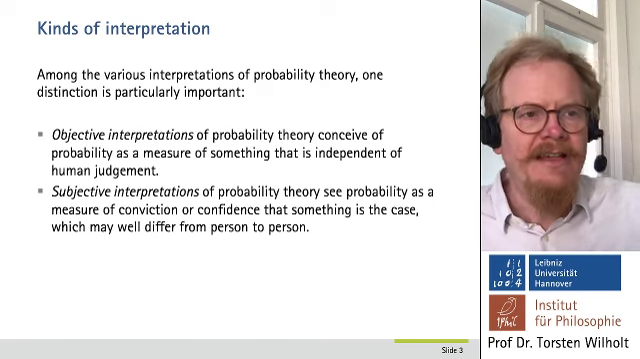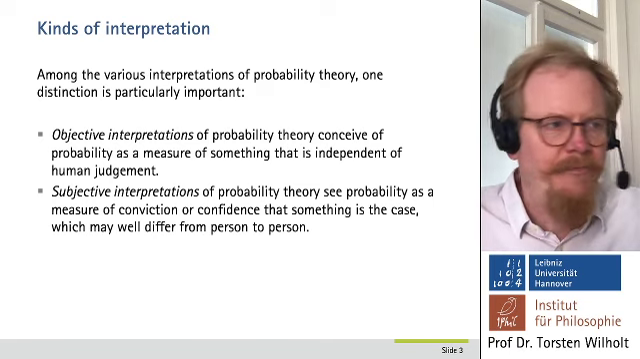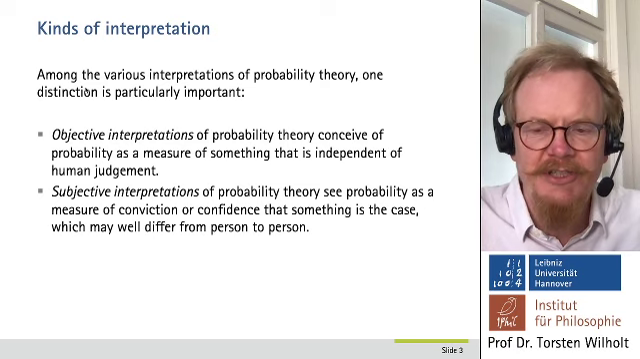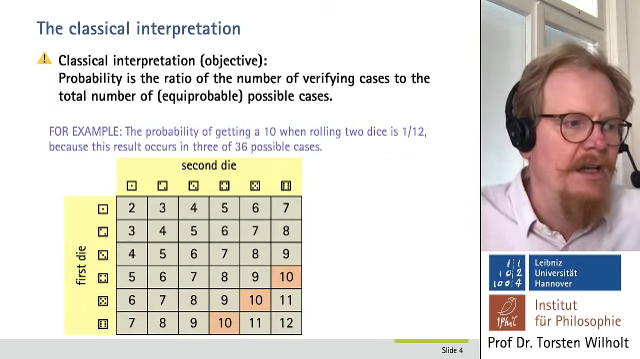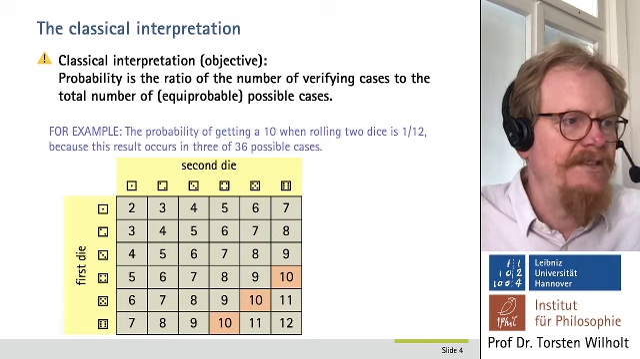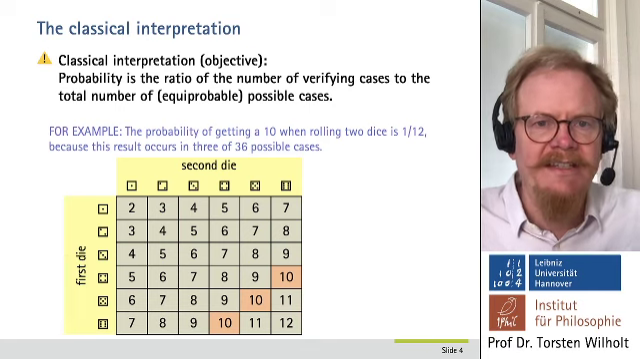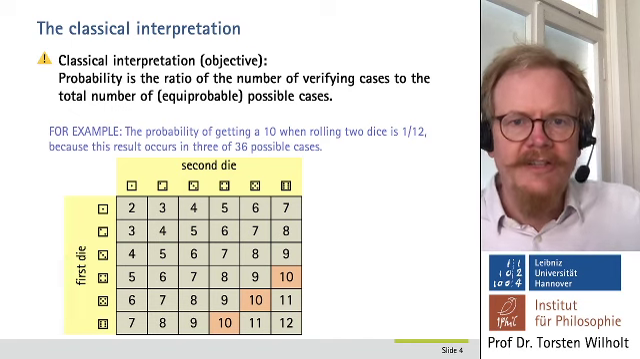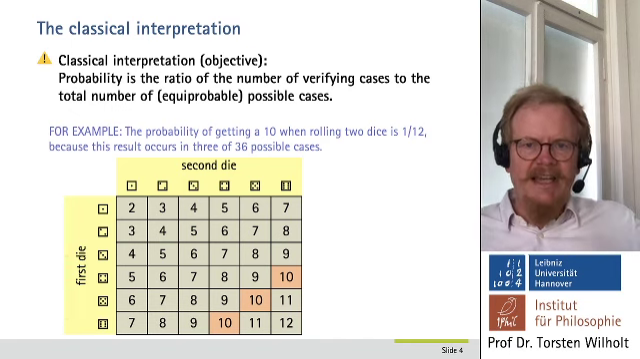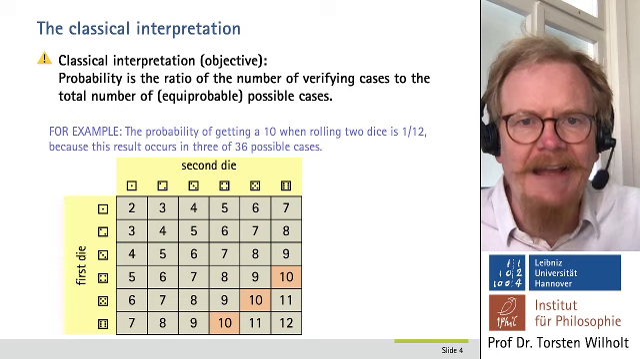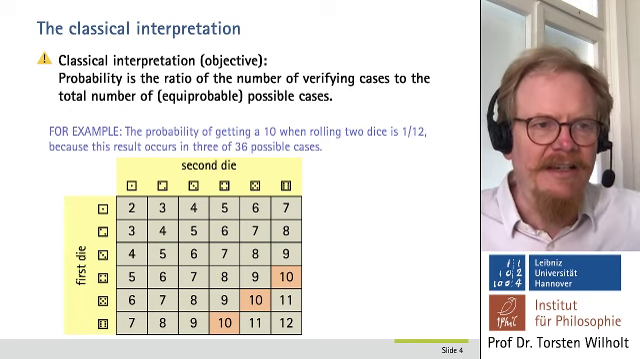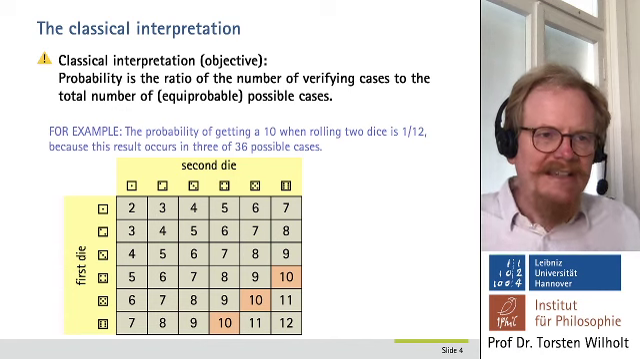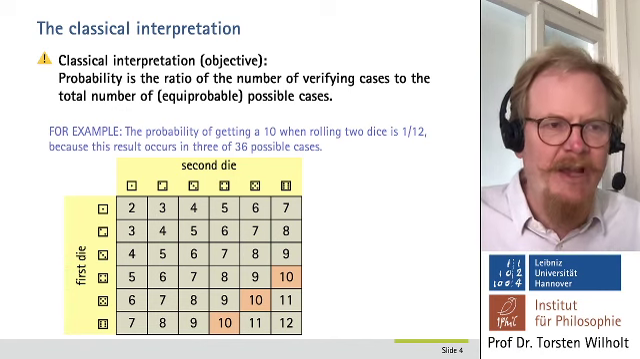So let's look at some interpretations. What's sometimes called the classical interpretation is just the idea that probability is the ratio of the number of verifying cases to the total number of possible cases, or equiprobable possible cases. They are assumed to be equiprobable cases. And this can best be explained by way of example.